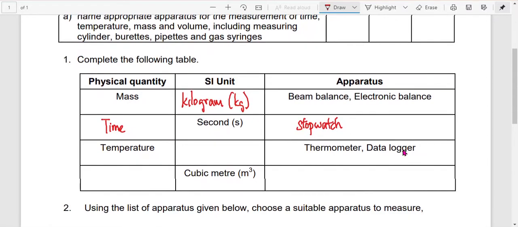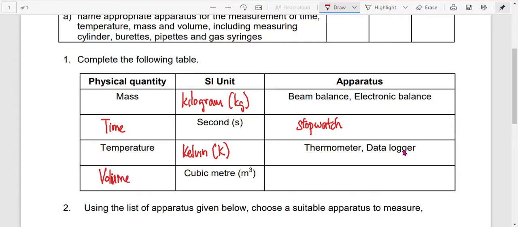Next, temperature. The SI unit is Kelvin, capital K. A thermometer can be used. A data logger is a digital instrument that has sensors together with it. So you will have a chance to play around with it next time. Next one, cubic meter, m cube. I think by now you would have known, in math you will see it quite a fair bit.